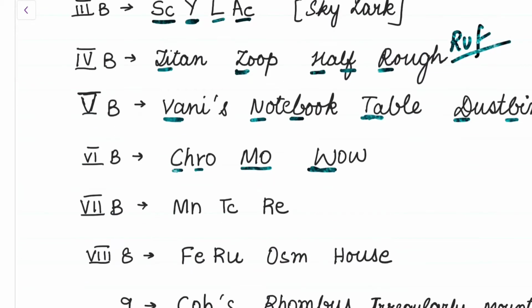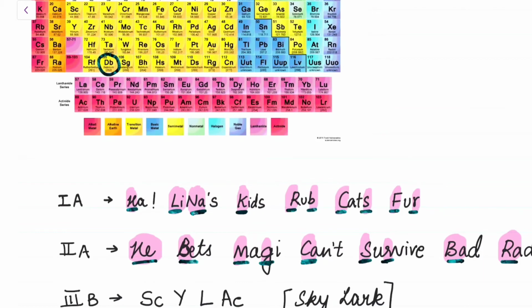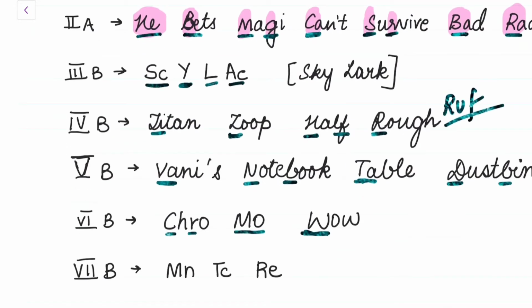Alright, moving on to the 7B group of elements. So we have manganese, technetium, and rhenium. So Mantakri is the trick. Mantakri, chromo wow, Mantakri for 7B. So manganese, technetium, and rhenium.